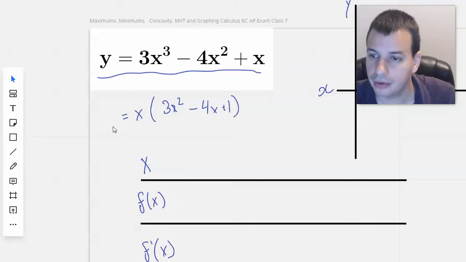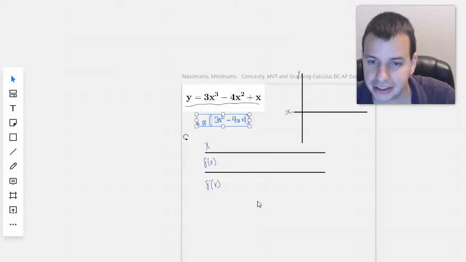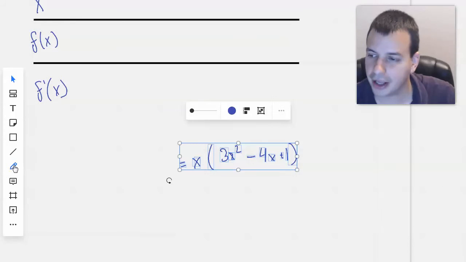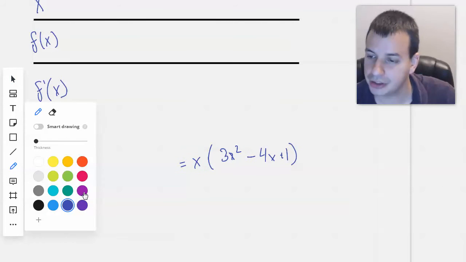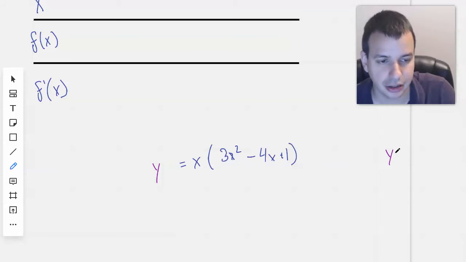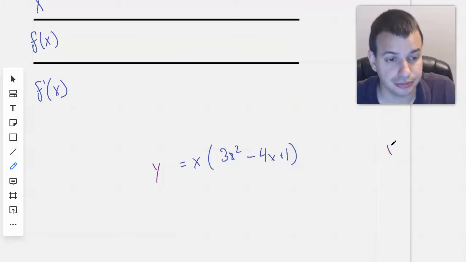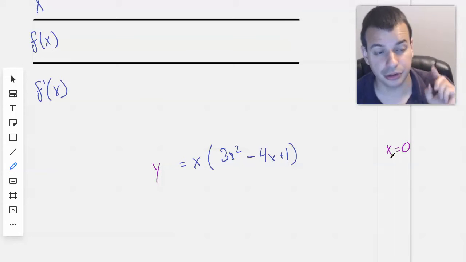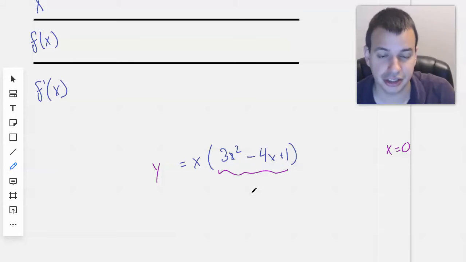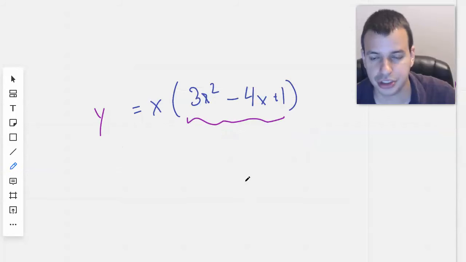And we'll copy and paste this, bring it down for some more real estate. So at this point, we have y equals x times the quadratic, and x can equal 0. X equals 0 is a possible solution. And then anything that solves for this would also be a solution. And this then would be the quadratic equation.